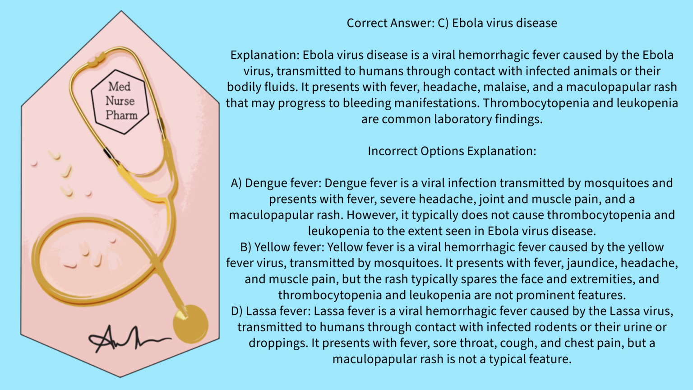If you chose option C, you are correct. Ebola virus disease. Ebola virus disease is a viral hemorrhagic fever caused by the Ebola virus, transmitted to humans through contact with infected animals or their bodily fluids. It presents with fever, headache, malaise, and a maculopapular rash that may progress to bleeding manifestations. Thrombocytopenia and leukopenia are common laboratory findings.